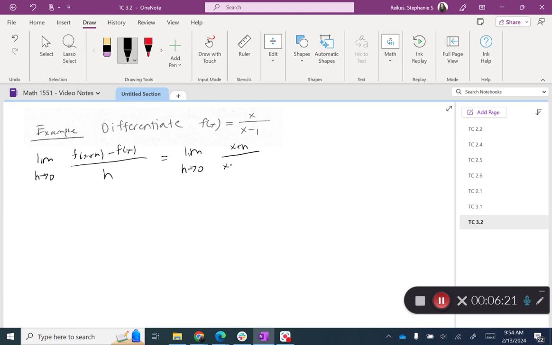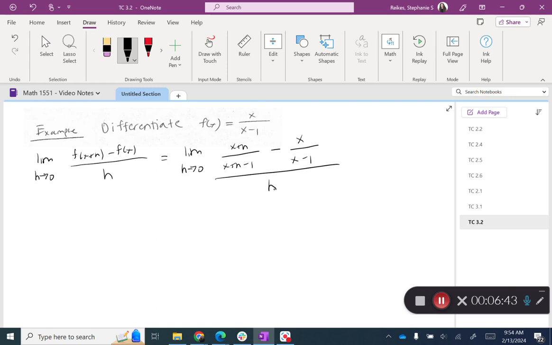All right, plugging in with our function, I now have the limit as h approaches 0 of x plus h over x plus h minus 1 minus the original function, x over x minus 1, all divided by h. All right, you can see this is a little messy. As I always like to say, we have a baby fraction inside a really larger, bigger fraction.